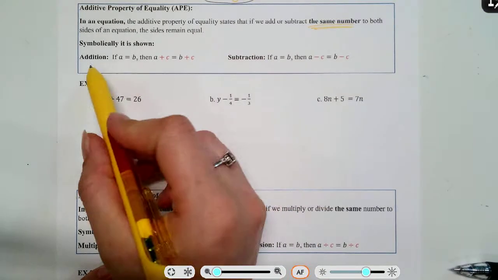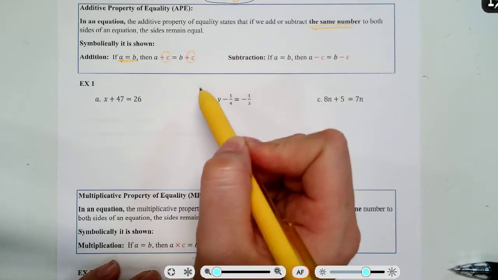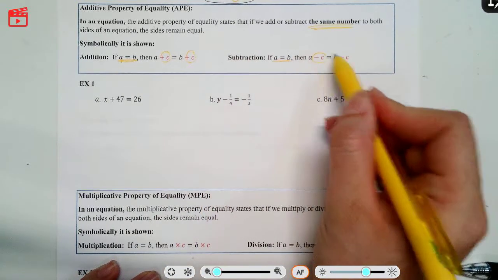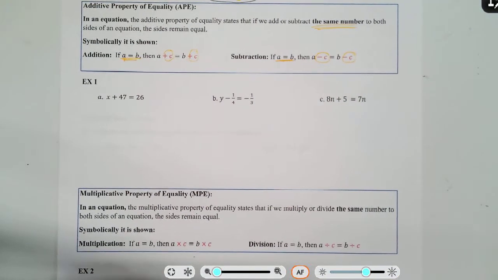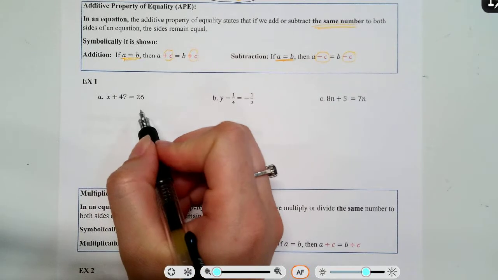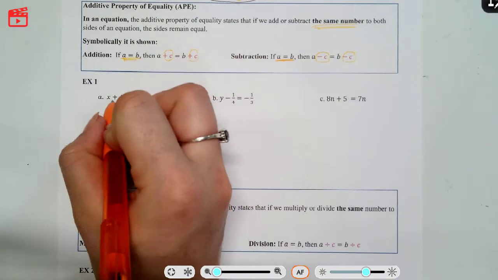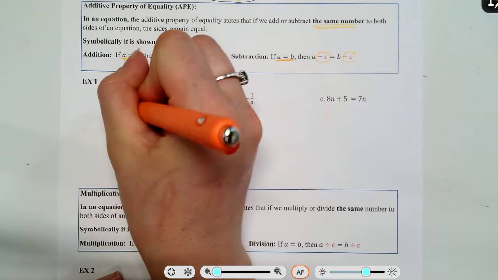Symbolically, we see this. If you have A equals B, then you can add C to both sides. Or if you see an equation A equals B, then you could just subtract C from both sides. So for example 1, x plus 47 equals 26. So if I wanted to solve for x, I want to get x by itself. And the question is, what is keeping x from being by itself? Well, that plus 47 is keeping x from being by itself. So I want to get rid of it. So to get rid of a positive 47, we're going to subtract 47 from both sides.